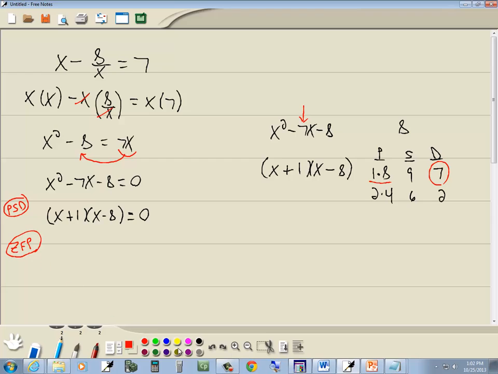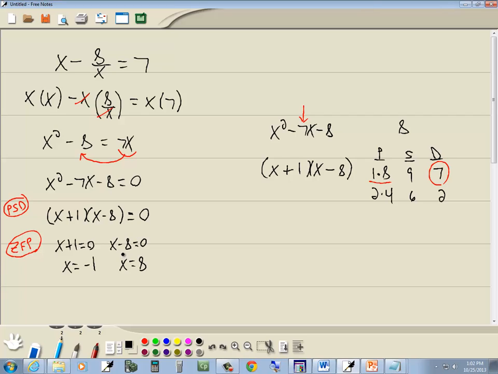Zero factor property. You get 0 on one side, you factor the other side, you set each factor equal to 0. So I'll set x plus 1 equal to 0 and x minus 8 equal to 0. And solve them, and you get x equals negative 1 and x is equal to positive 8.